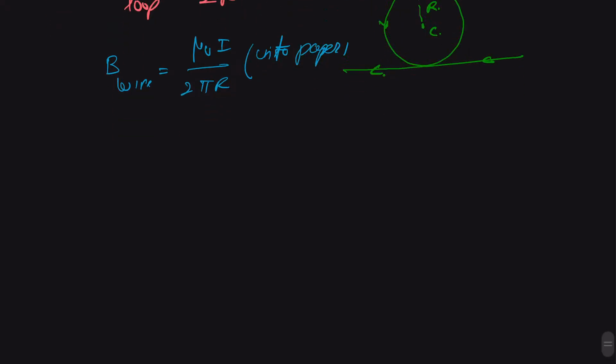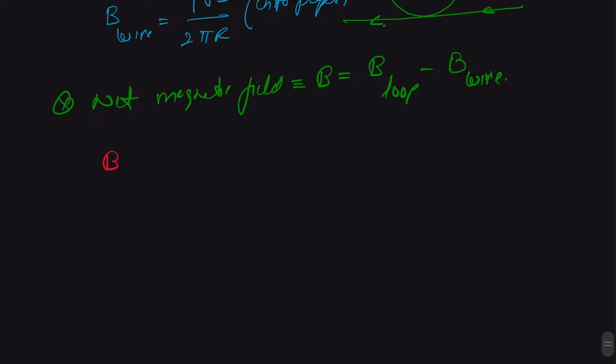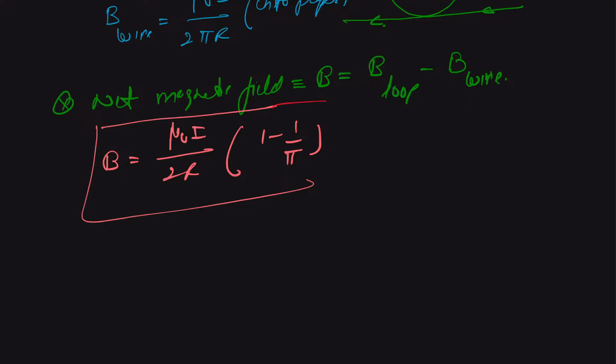Therefore, we can say our net magnetic field B is equal to magnetic field due to the loop minus magnetic field due to the wire, and we substitute it, we get B is equal to mu naught I upon 2R times 1 minus 1 upon pi. So this will be our net magnetic field in the given circuit. Next question.